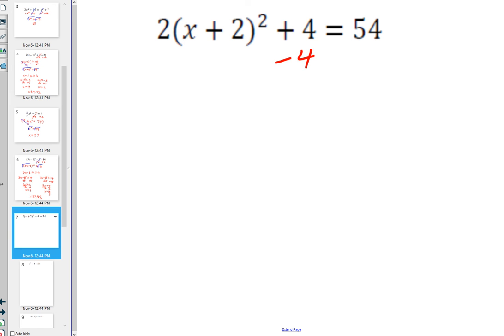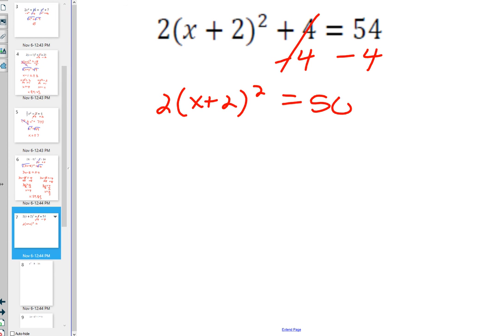First step should be minus 4. So we get 2 times (x plus 2) squared is equal to 50. Next step should be to divide by this 2. You don't want to distribute it, Joanna. Even if you wanted to, you couldn't because the square takes precedence. You're supposed to square first, but we don't want to do that. We're just trying to isolate.